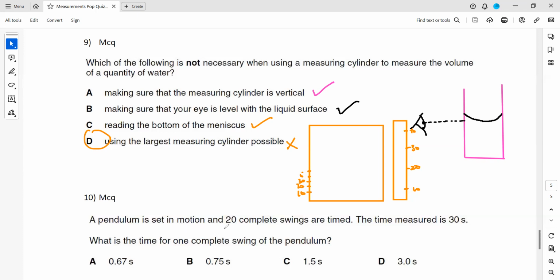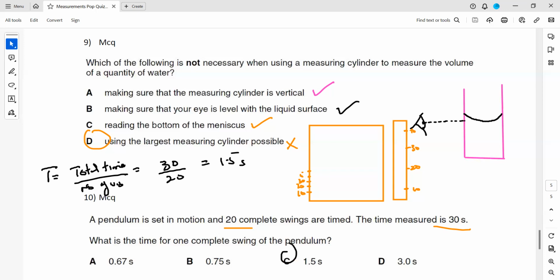Then a pendulum is set in motion for 20 oscillations or vibrations in 30 seconds. What is the time for one complete oscillation? How to work out the time period? The formula for the time period is total time divided by number of oscillations. So total time is 30 and number of oscillations is 20. So 30 divided by 20, we get 1.5 seconds. 1.5 seconds is the time taken by this pendulum to complete one oscillation. So whenever you need the time period, it is total time divided by number of oscillations.